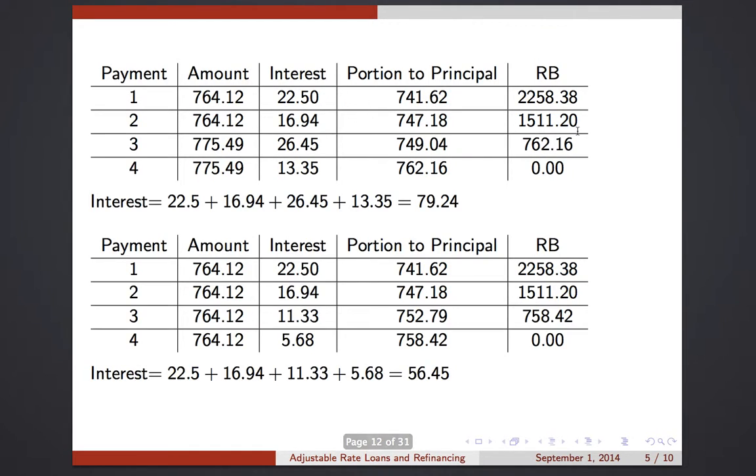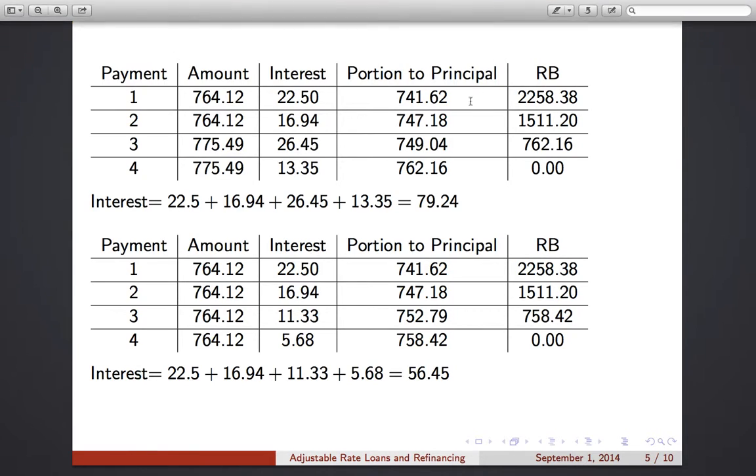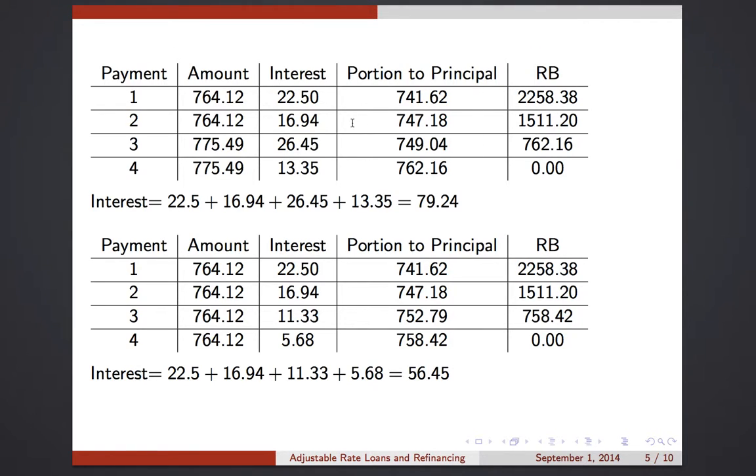Okay, so let's compare and contrast the interest between an interest rate jump and no interest rate jump. So in the loan we just did, if we want to figure out the total interest, we'll just add up the 4 interest amounts. So just add up this column, and we get $79.24. So that's how much interest he paid on this adjustable rate loan.